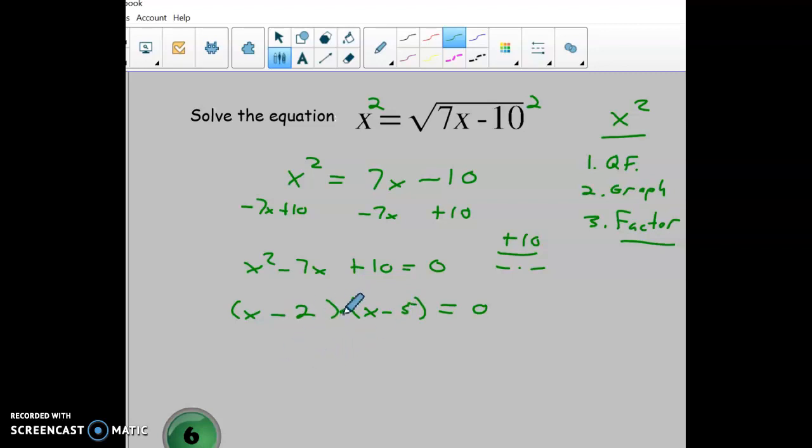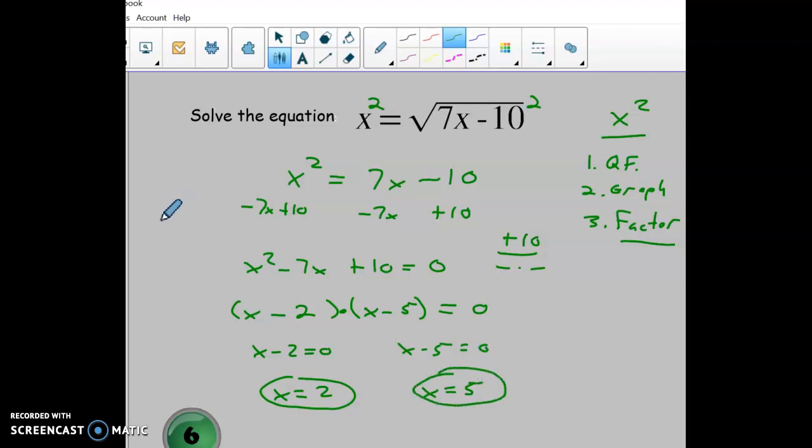So now we have this thing times this thing, and we want it to come out to be 0. So either the first parenthesis has to make a 0, or the second parenthesis has to make a 0. And so we get one answer of 2, and another answer here of 5. Okay, so that's our first solve one.